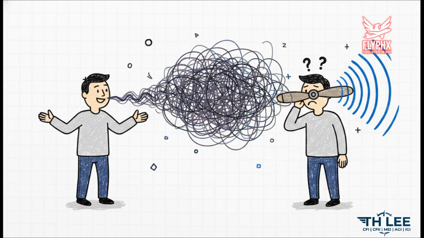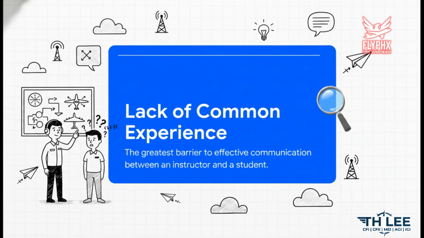Saying fly it aerodynamically is way too vague to be helpful to anybody. Third is interference. This could be a roaring engine or maybe just a terribly uncomfortable clamping headset that literally prevents them from hearing you. And finally, the most challenging barrier of them all. Lack of common experience. This is the absolute greatest barrier to effective communication.